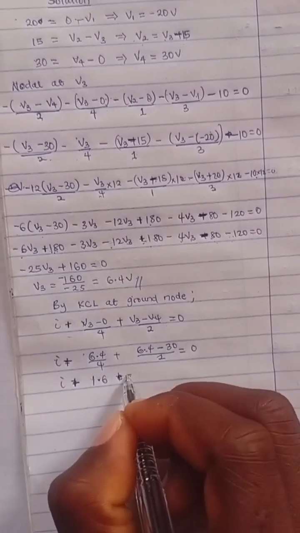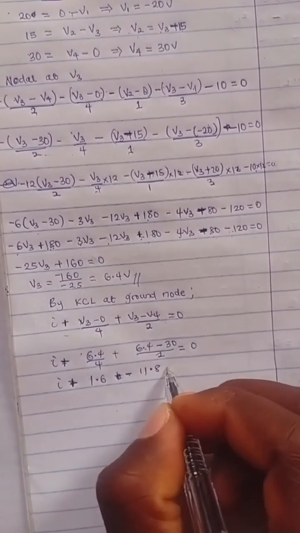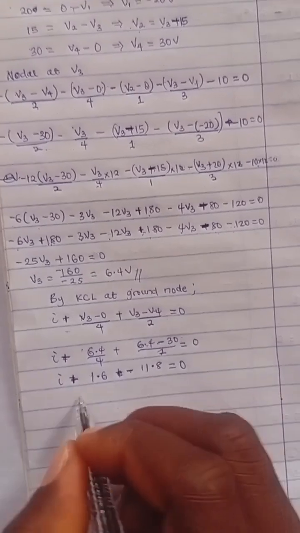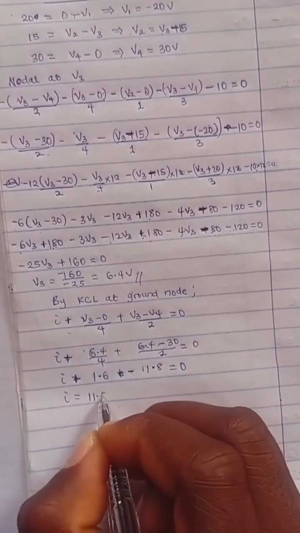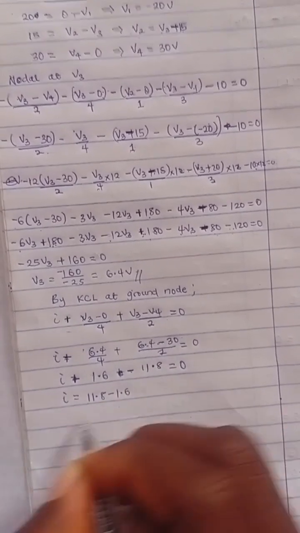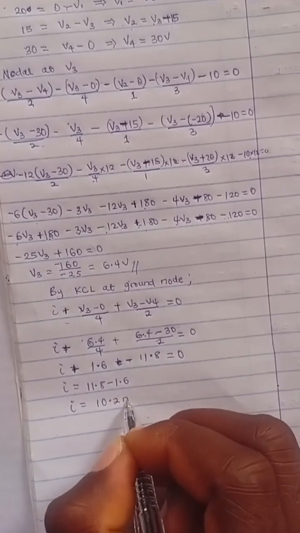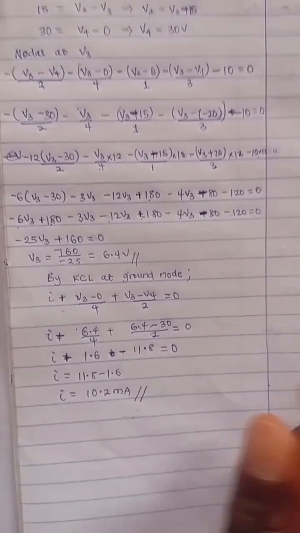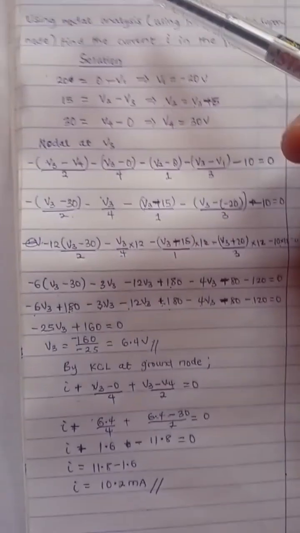Plus, if you do 6.4 minus 30 divided by 2, you get minus 11.8, right? And everything equal to 0. If you do 6.4 minus 30 divided by this, you get minus this. So I becomes, take this to the other side, 11.8 minus 1.6, and then I is equal to 10.2 milliamps, right? So this is the current I flowing after nodal analysis.